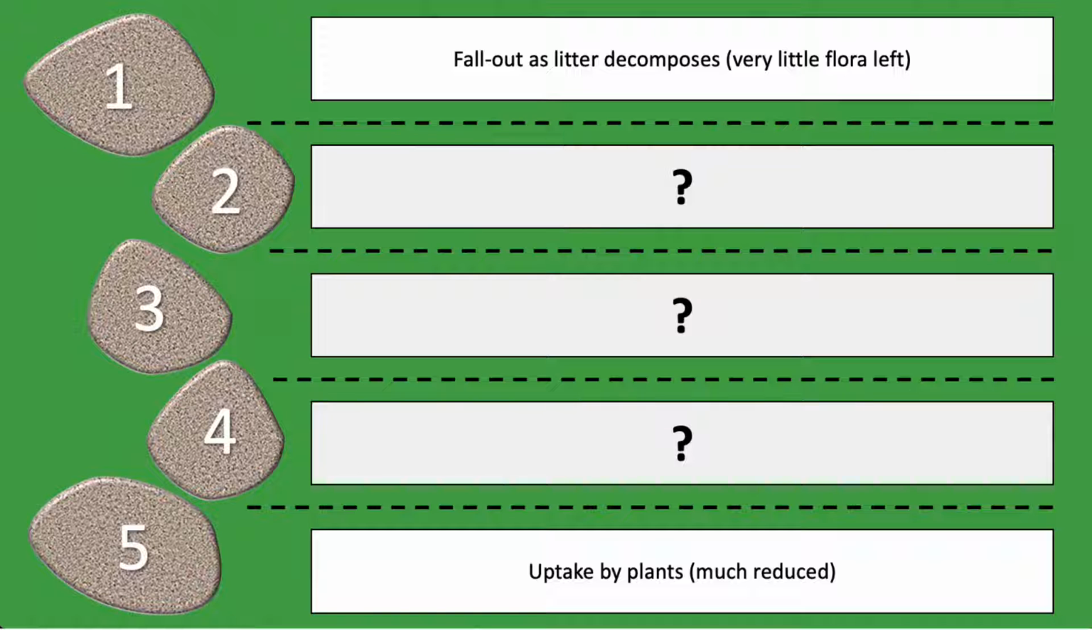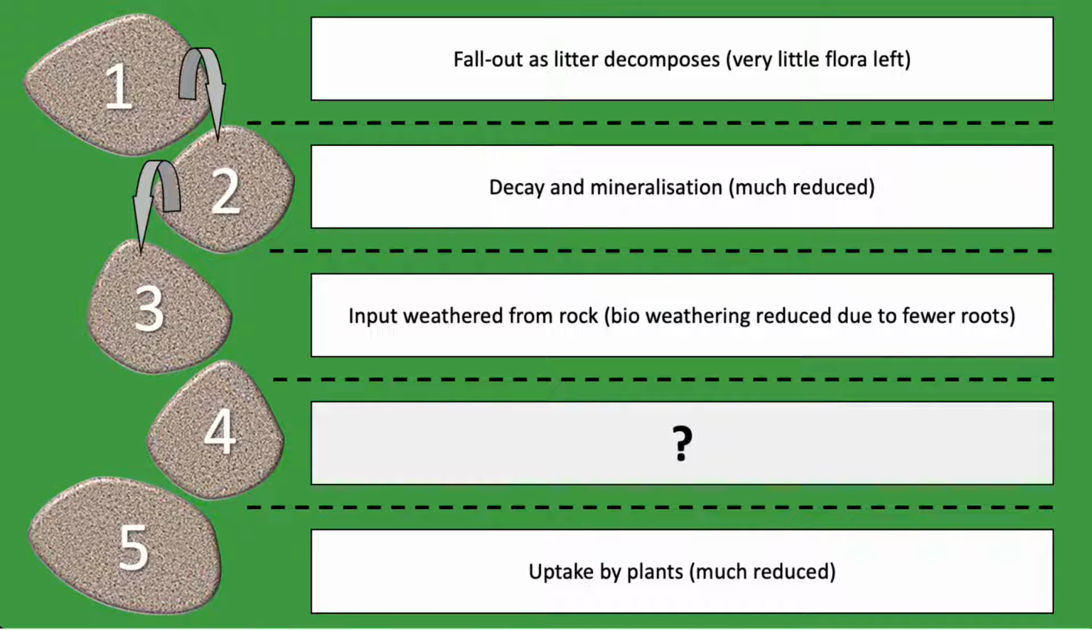Okay, so we're going to take you through some good ideas. There may be different ways of ordering these or different words you might use, but step 2 would be something along the lines of decay and mineralization is much reduced. So that would be because there is very little of the litter, because that's gone. Then the input from weathered rock is reduced. The bioweathering is reduced because there are fewer roots around growing through into the bedrock to break it up and then provide a source of nutrients for the soil.